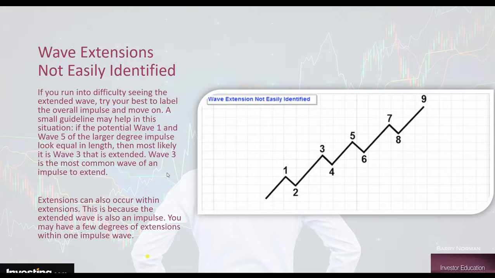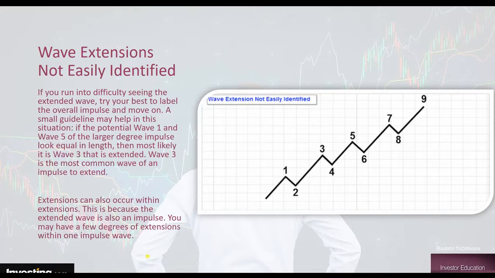Now, wave extensions are not easily identified. What we have is exactly what you see on the screen. It's just that instead of having just 5 waves, it actually extends for 9. This is something you have to watch for and be careful, because the rule of thumb is you have 5 waves and then you have an ABC retracement. But it's not in the major wave. It is in the impulse waves of the breakdown, not in the overall wave.